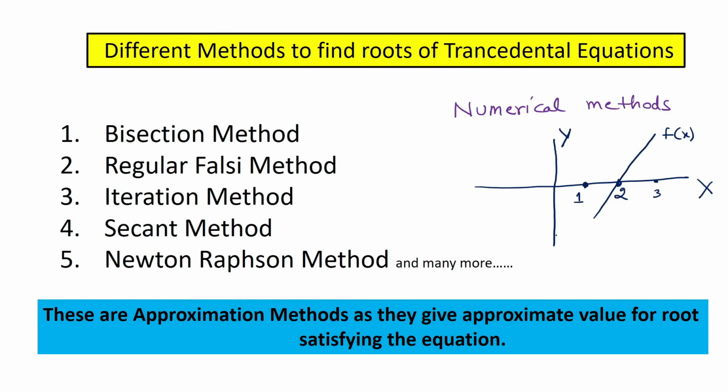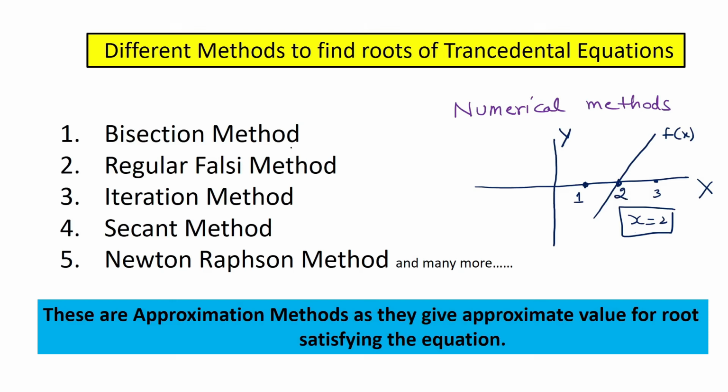So what is meant by an approximation method actually? Here you can see a graph, and this is the function which I have drawn graphically using this line. These are the points 1, 2, 3 on the x-axis, and this is the y-axis. Here you can see this 2, that means x equal to 2 is the value of the root for this function, because this function is cutting the x-axis at this point 2. So x equal to 2 is the root of this function.